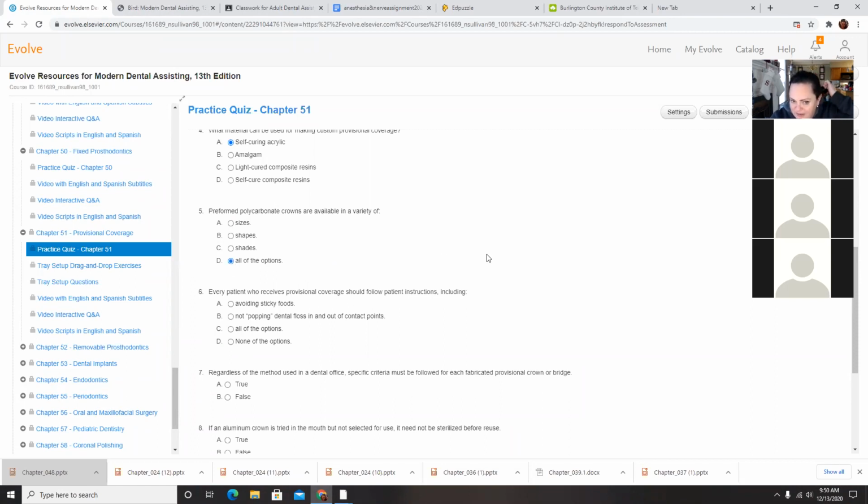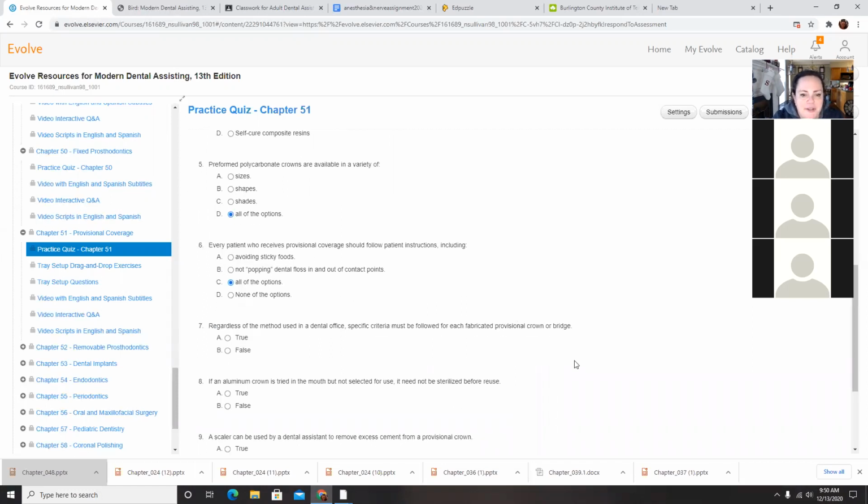Every patient who receives provisional coverage should follow patient instructions, including... should they avoid sticky foods if they have a little plastic tooth on? Yes. Should they not be popping dental floss in and out of that area? So it'd be C.